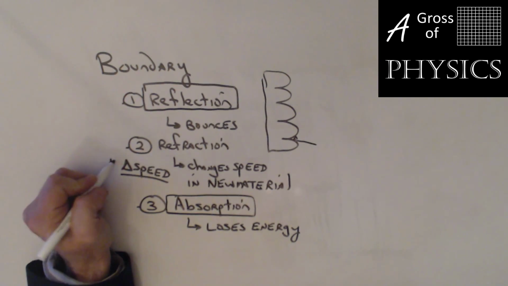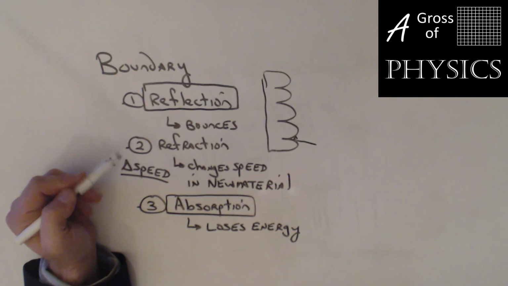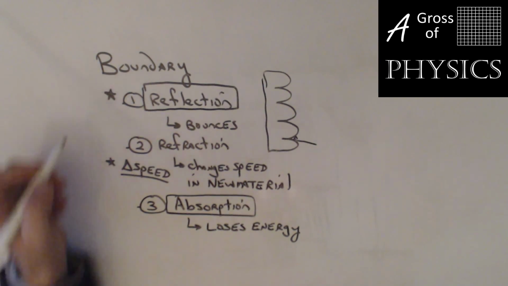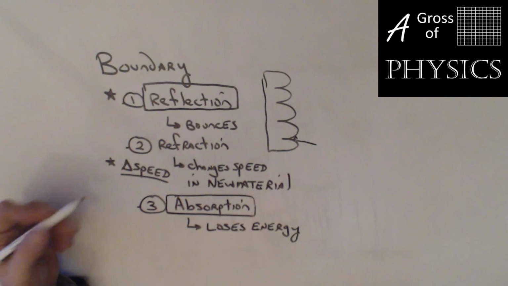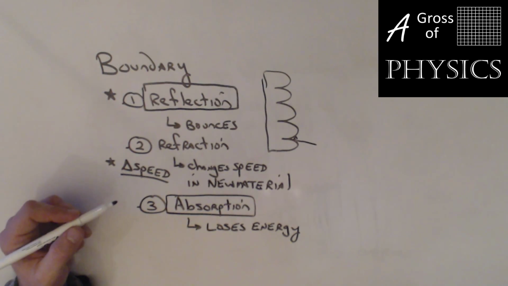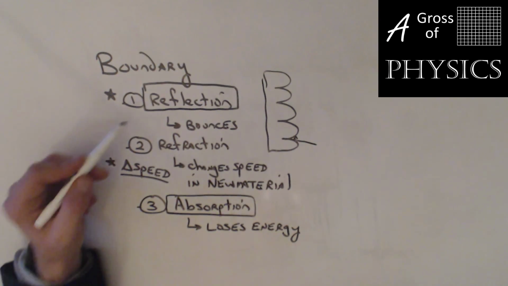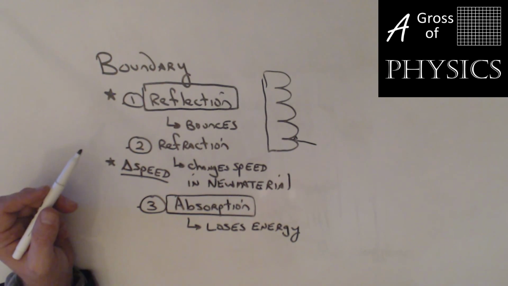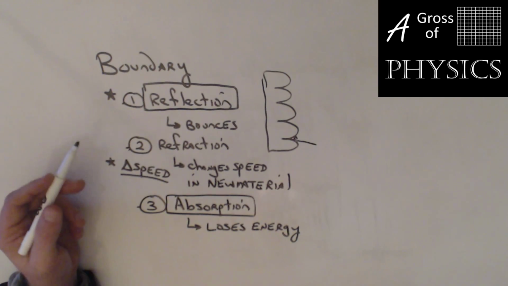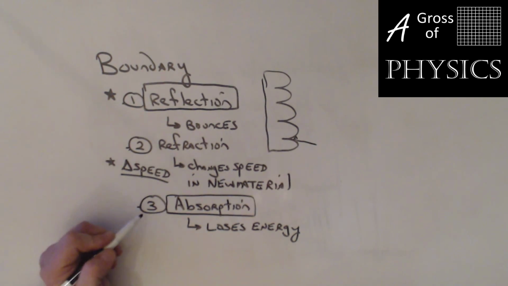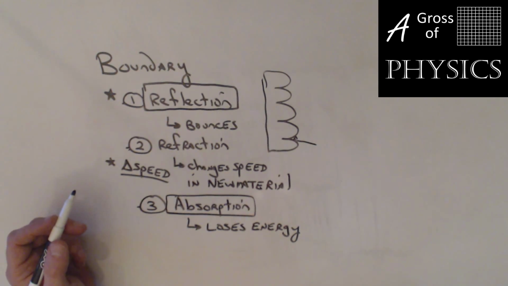We're going to have specific values that we can calculate for refraction, specific values that we can calculate for reflection when we do our next unit. But for this unit, it's mostly terminology, and the terms are reflection, where it bounces off or rebounds, refraction, where it changes speed in the new material, and absorption, when it loses energy.